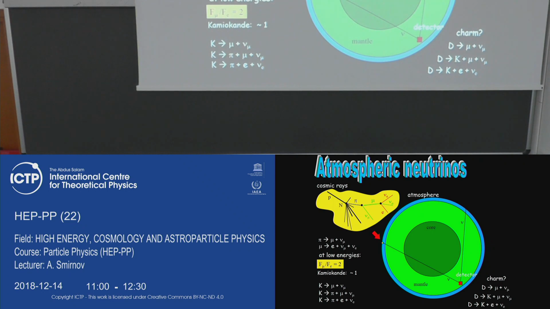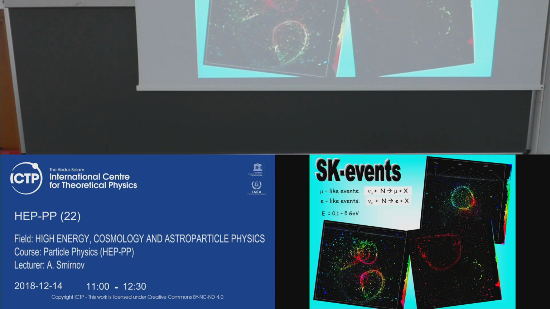So I will show you the reactions later. And even before Kamiokande, Super Kamiokande is a later detector, Kamiokande had seen not 2, but something around 1, which actually was the first hint that something is wrong with muon neutrinos, and then it was established that muon neutrinos are oscillating into tau neutrinos. These are events.